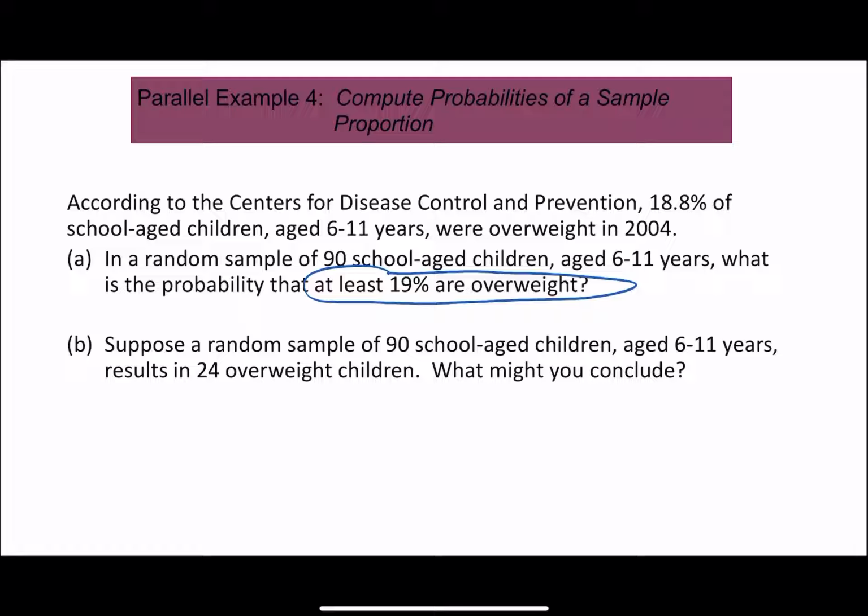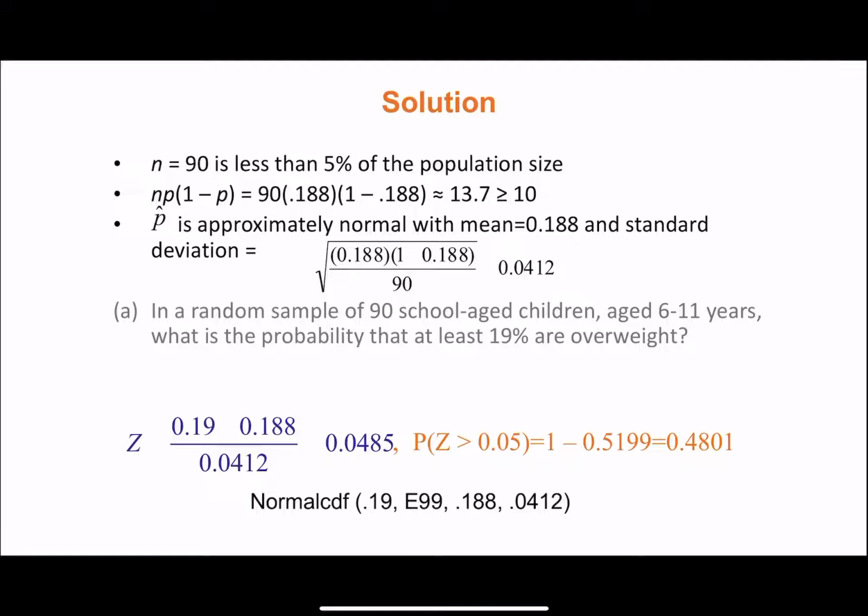Then after that, suppose a random sample of 90 school-aged children aged 6 to 11 years results in 24 overweight children. What might you conclude? So let's take a look at this first. So n equals 90 is less than 5% of the population size. We're good.